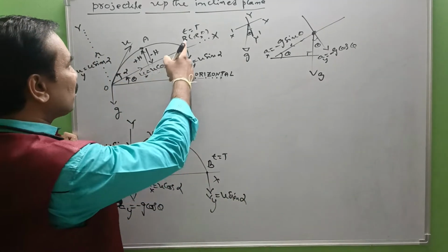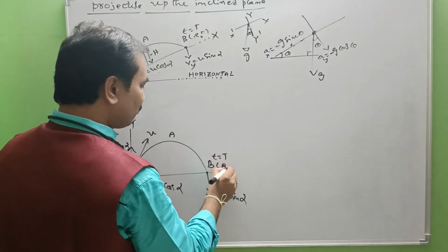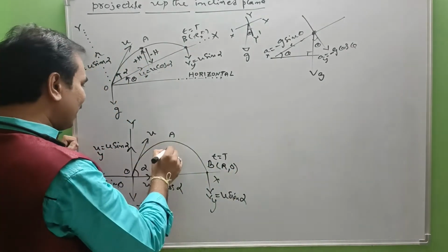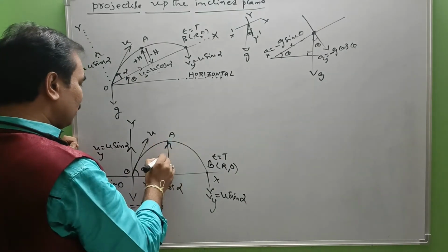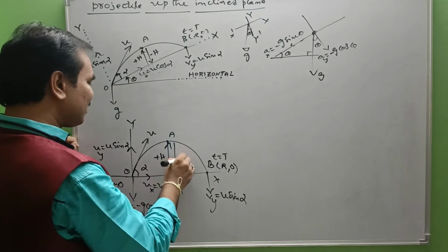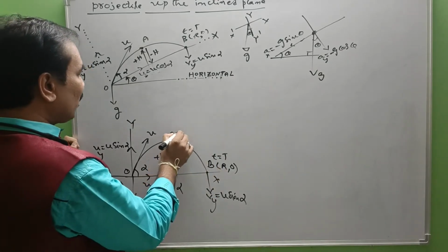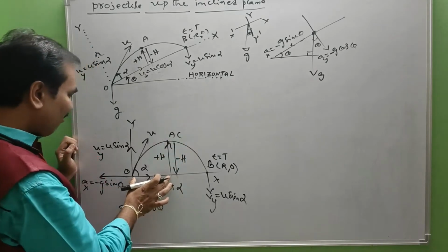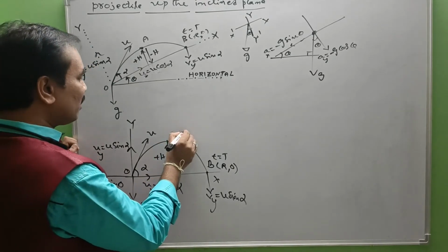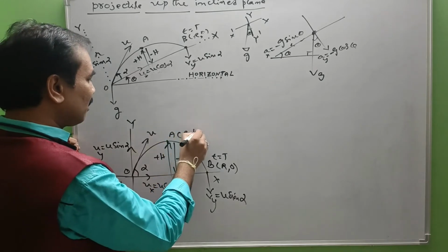What are the coordinates for B here? R comma 0. Why? Because during ascent the displacement is plus h, during descent the displacement is minus h. So plus h minus h is 0. So what are the coordinates for A here? This is one half of the range, that is R by 2. The x coordinate is R by 2 and the y coordinate is plus h, right?